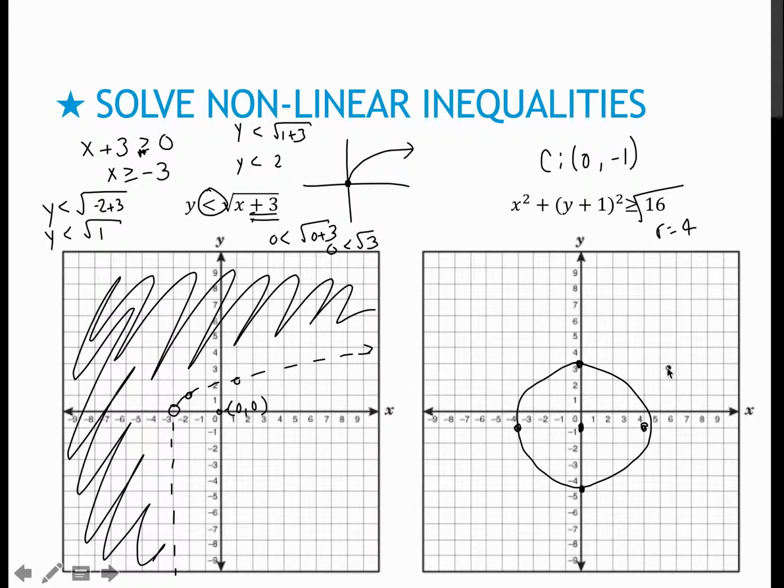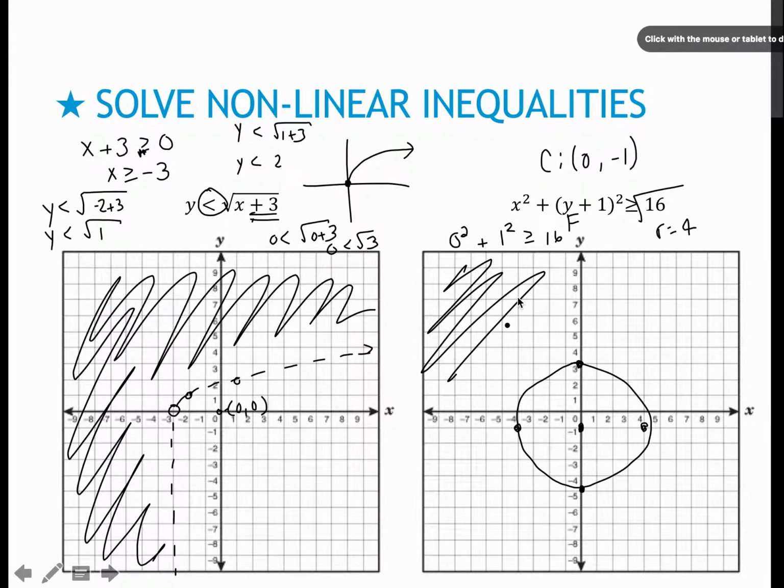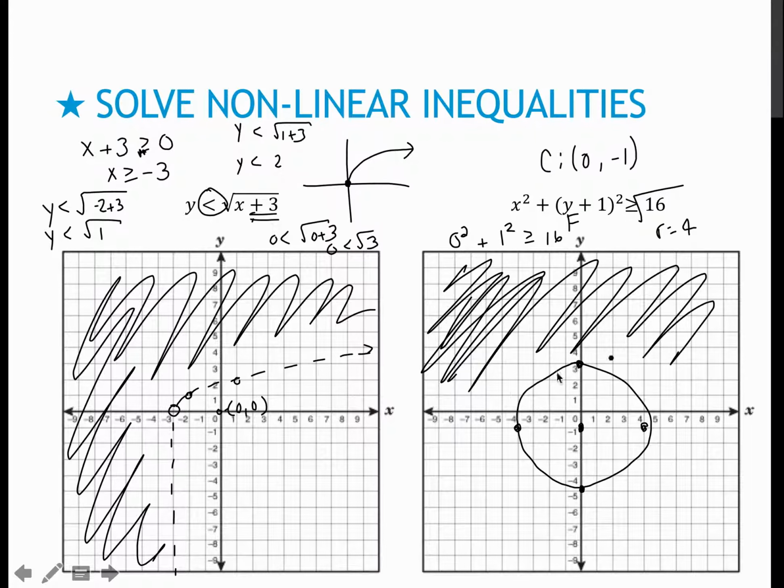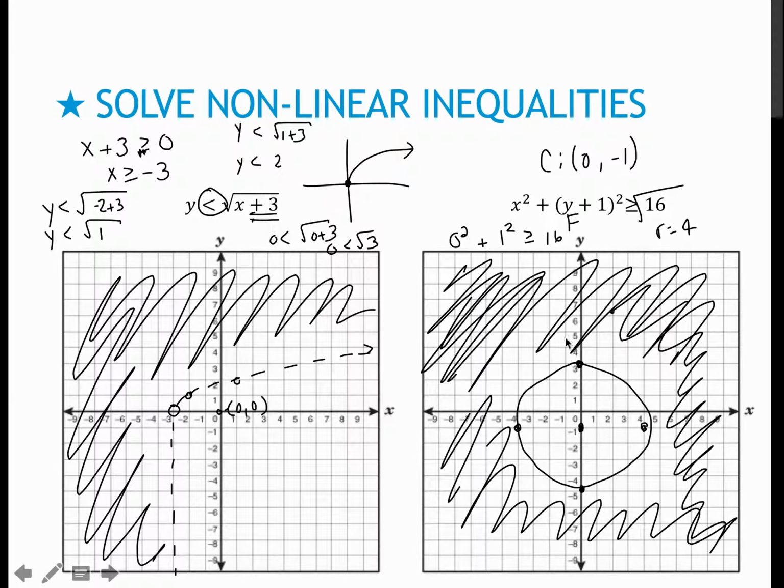And then, of course, choose a point, plug it in. I'm going to choose 0, 0 again because why not? I get 0 squared plus 0 plus 1 squared is greater than or equal to 16. And that is clearly false. This would be 1 is greater than or equal to 16, which is not true. If it's not true, don't shade it. Shade everything else. So everything on the outside of that circle should be shaded in, and the circle itself should not.